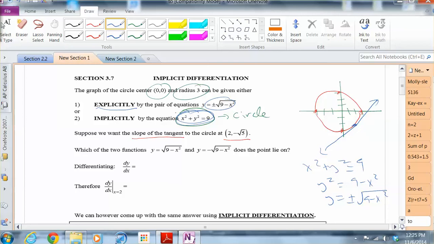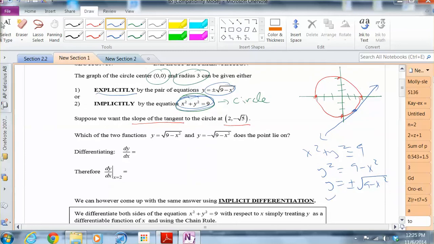Now, if you tried graphing this in a calculator, we can actually separate it as two functions. We'd say y1 equals root 9 minus x squared, y2 equals negative root 9 minus x squared, where root 9 minus x squared would be the top half, and of course negative root 9 minus x squared would be the bottom half. Now, which one should we use if we're trying to find the slope of the tangent line to the circle at 2, negative root 5? If you said the second one, that's very good, because you want the bottom half, since our tangent line is going to be touching the circle in the bottom half.